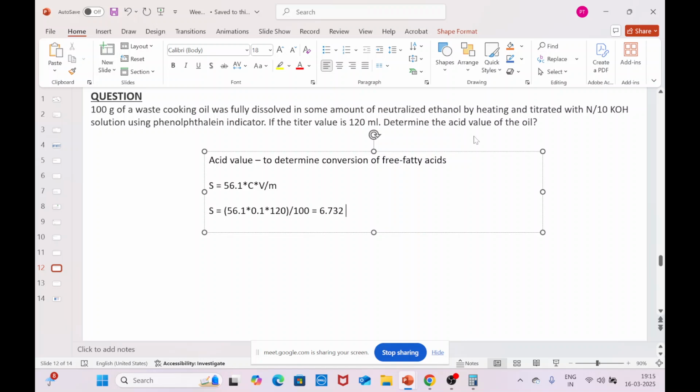Does it have any units? It's unitless because concentration will be normal. Normality does not have any units, right? It's a dimensionless quantity.